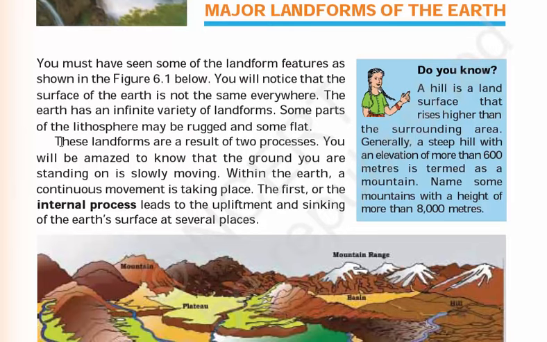In page 1, we will read about how landforms are a result of two processes. You will be amazed to know that the ground you are standing on is slowly moving. Within the earth, a continuous movement is taking place. The first, or the internal process, leads to the upliftment and sinking of the earth's surface at several places. To make you understand in a simple manner, I want you to watch this video.